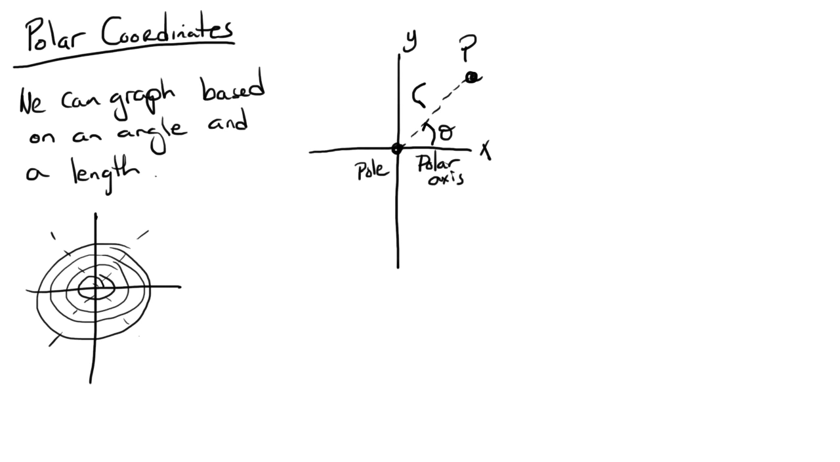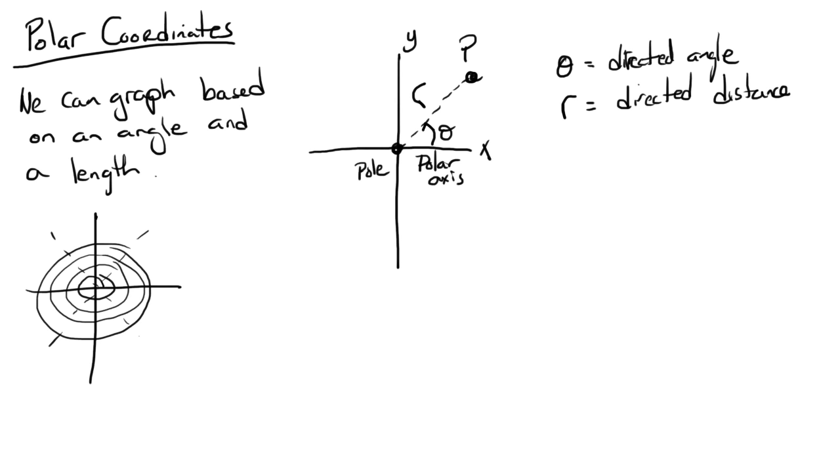So we have some things here. We have the theta, which was called the angle direction with vectors. Now it's going to be called the directed angle. And we have R, which is going to be called the directed distance. R is like the magnitude, but not exactly, because as we're going to see, sometimes R could be negative, whereas magnitude is always positive.